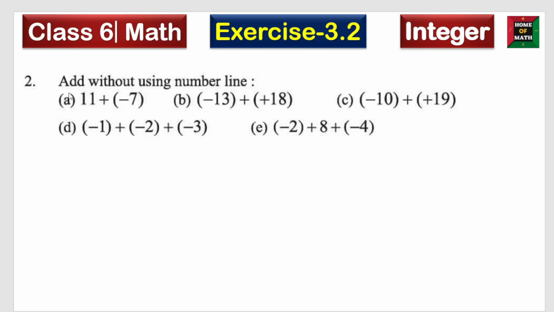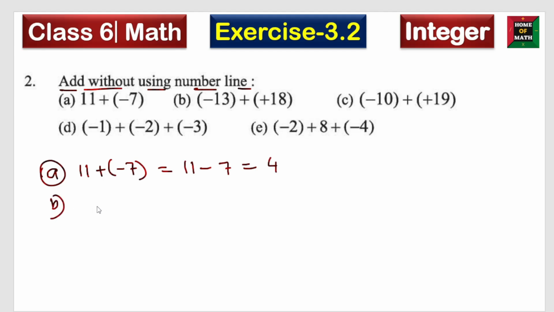Number 2, add without using number line. So number A, this is 11 plus minus 7. Look, 11 will be unchanged, plus and minus, minus 7. So 11 minus 7, simple subtraction, it's 4.